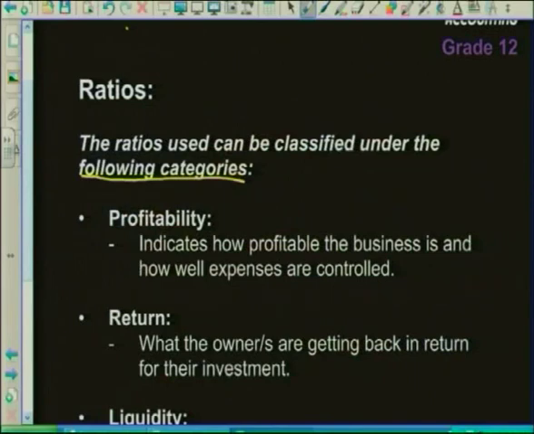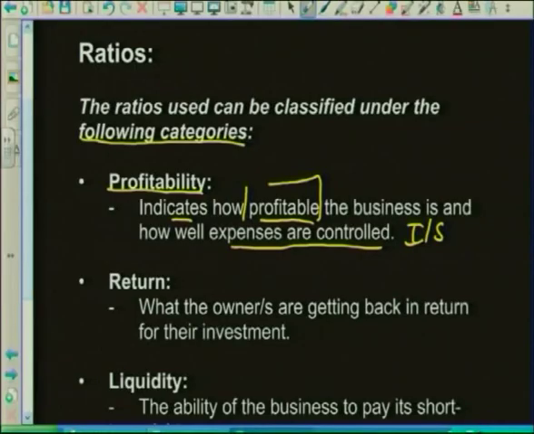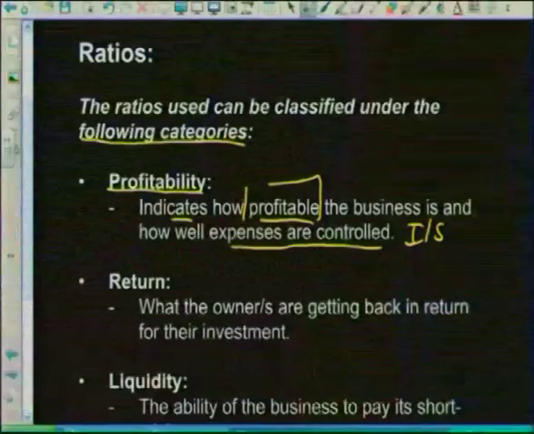So if we look at the classification of your ratios, we're going to use the following categories. We first have your profitability ratios, and these calculations indicate how profitable the business is and how well expenses are controlled. In other words, we are trying to interpret the results from our income statement. Because remember guys, what is the purpose of your income statement? The income statement is drawn up to determine whether the business has made a profit or a loss. How well were expenses controlled? Are your operating expenses way too high in relation to sales or in relation to net profit and so on?